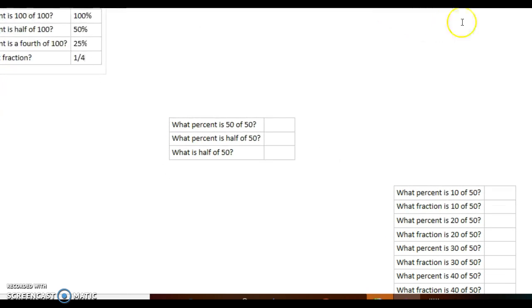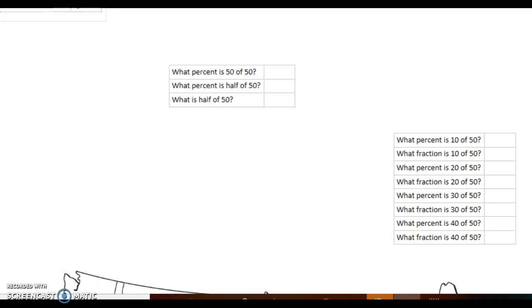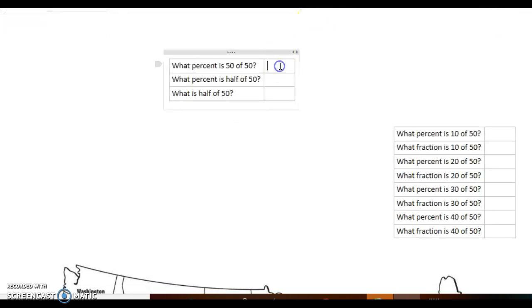So what percent is 50 out of 50? And so the keen eye here, did you know it? 50 out of 50? Very good. 100%. Okay. So again, it's all of it, right? Which we know 100% is all of it. We also know 100% is 100 out of 100.